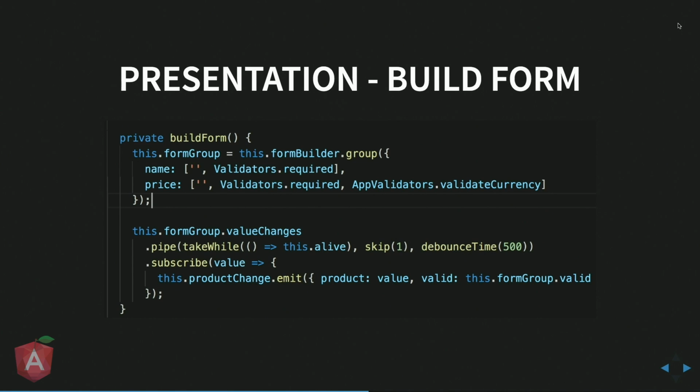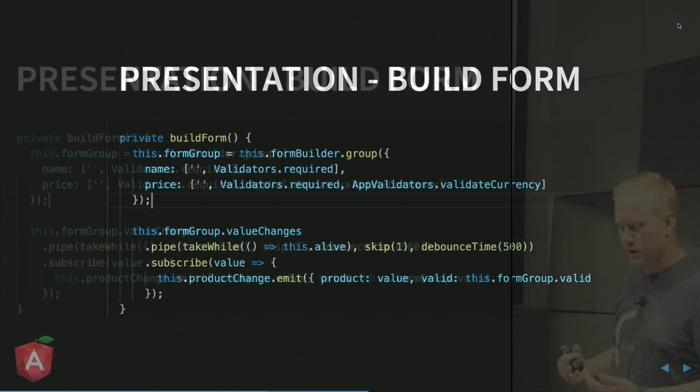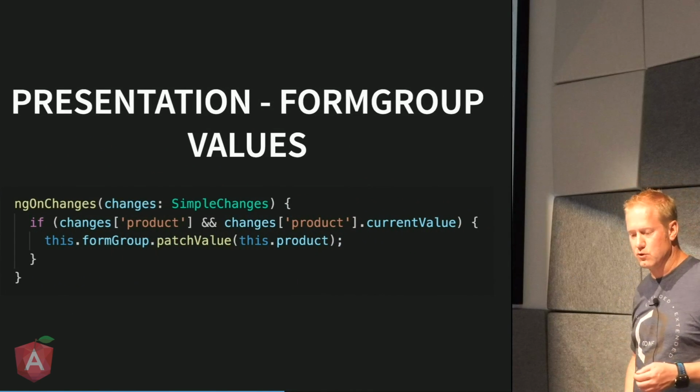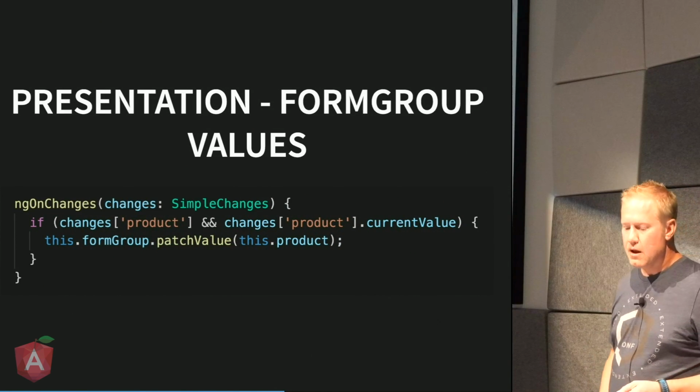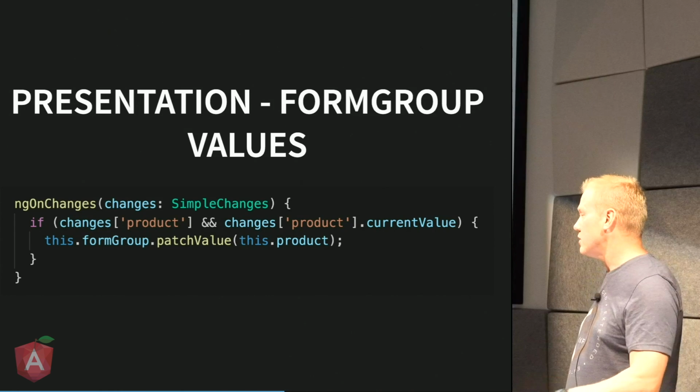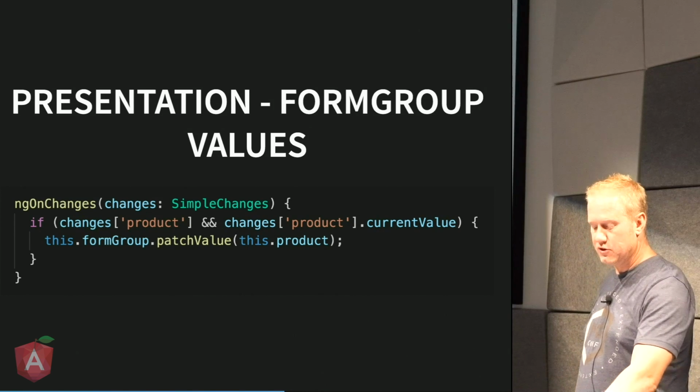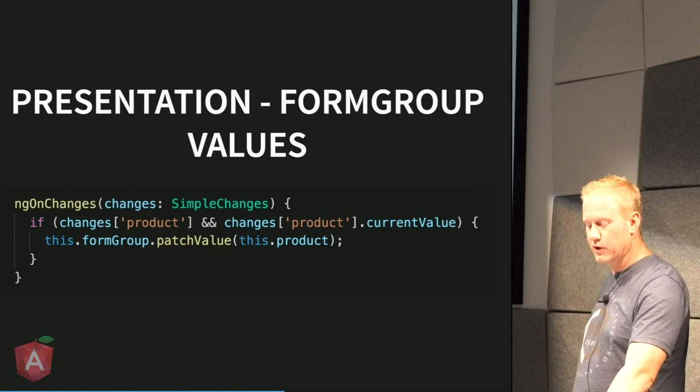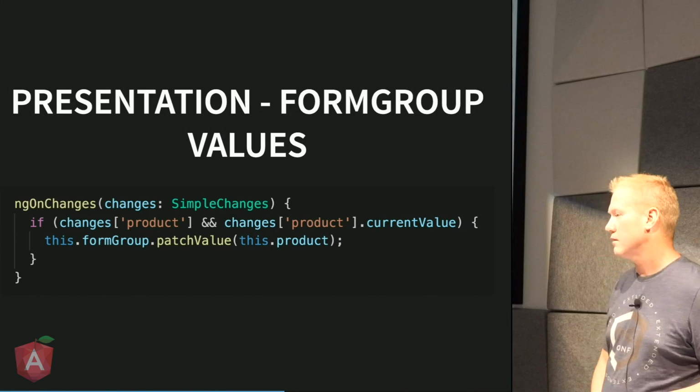We're going to go ahead and subscribe to that, and then we're going to fire our product change emit and send that information back up. So that means the user types something, changes something, and we want to send that back up to the container. ngOnChanges is going to watch for the changes to the inputs. If we have changes to the product and it has a current value, then we're going to patch the value onto the product.